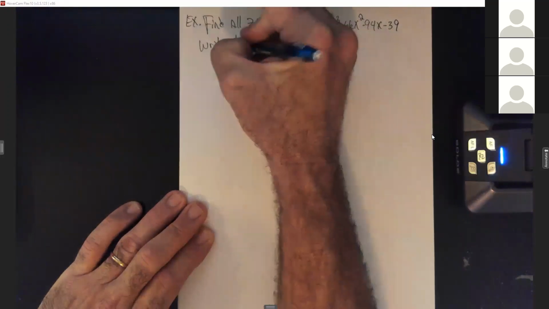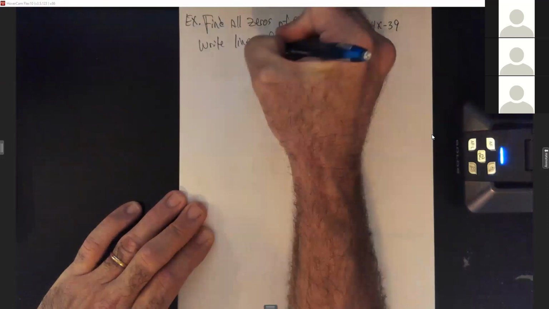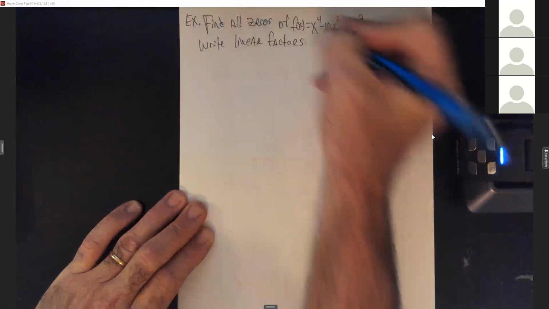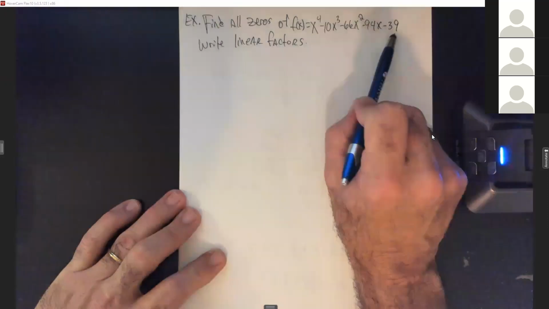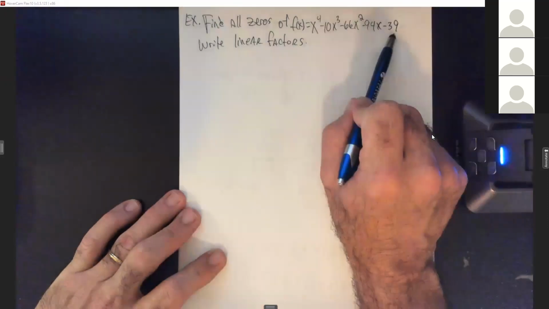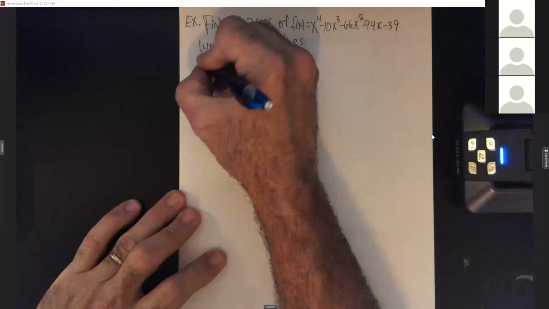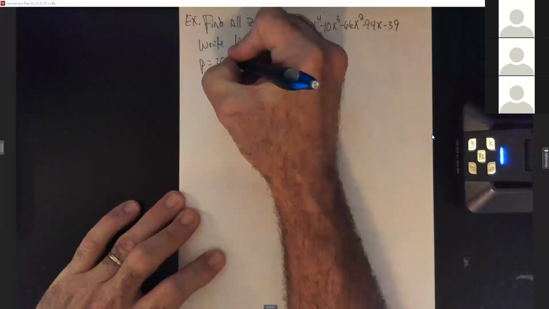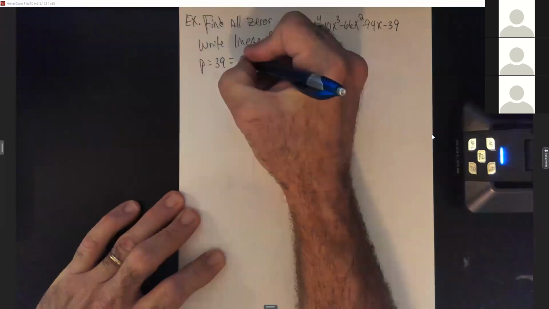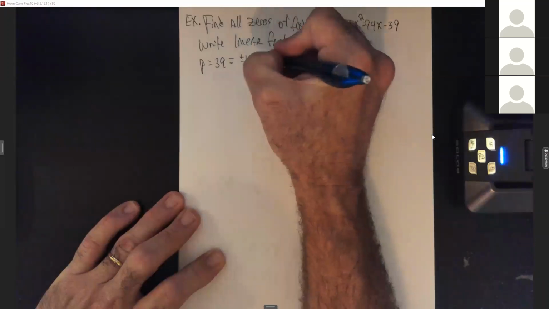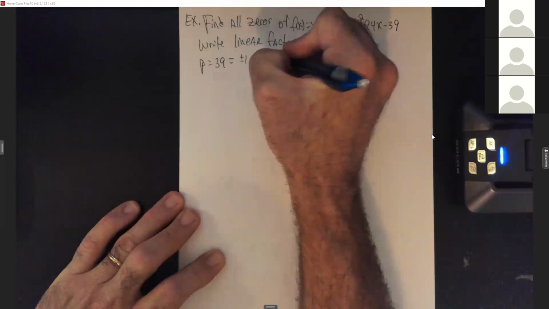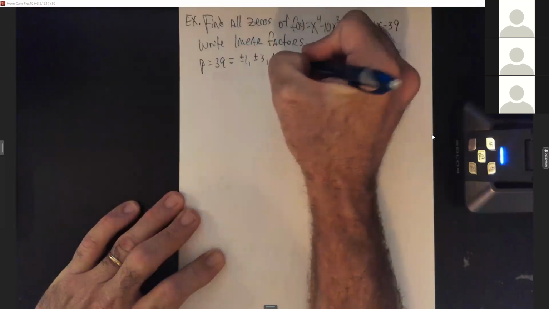Dude, we need to be working this. All right, so I'm happy again. The first number is a 1. So all I need to really do is find all factors of my 39, which is my p. So factors of 39 could be plus or minus 1, plus or minus 3, plus or minus 13, and then a plus or minus 39.